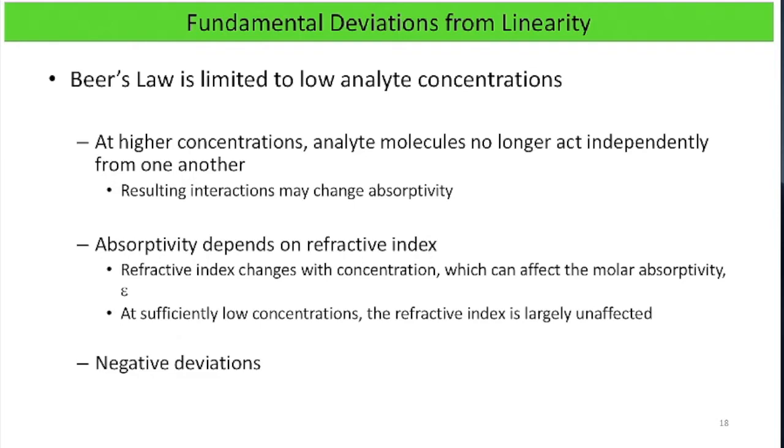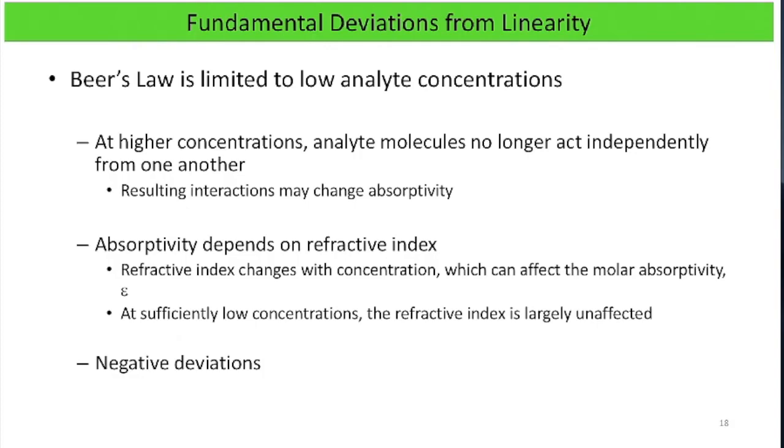So Beer's law is actually limited to low analyte concentrations. If the concentration of analyte gets too high, then the molecules no longer act independently from one another. And so they're not going to have the same type of linear relationship between absorbance and concentration. So the resulting interactions might change the absorptivity, and because of that, we're going to have a deviation from linearity. Usually this is a negative deviation.